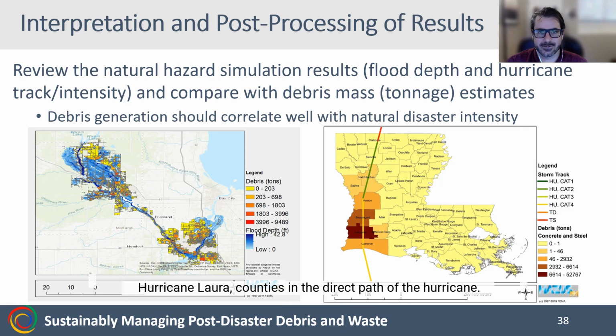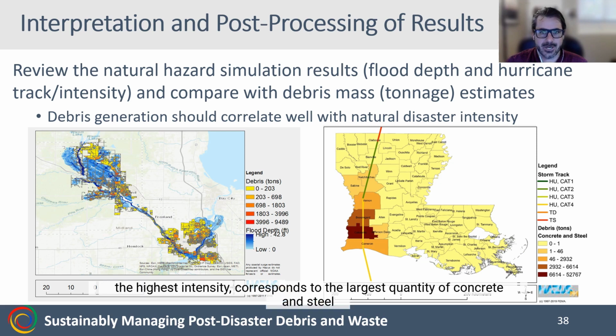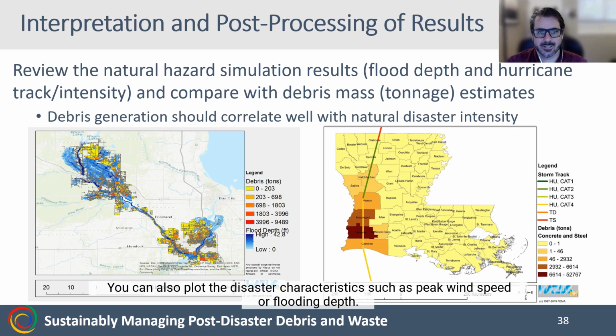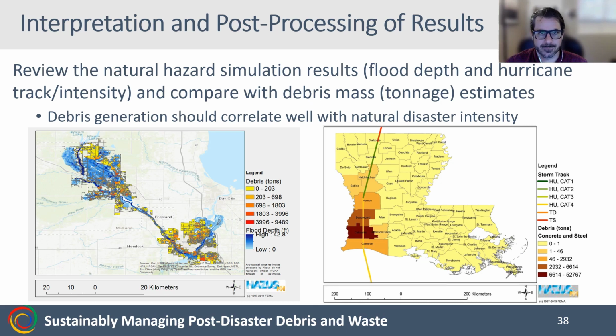As observed for Hurricane Laura, counties in the direct path of the hurricane under a Category 4 classification, the highest intensity, correspond to the largest quantity of debris and concrete and steel debris. You can also plot the disaster characteristics such as peak wind speed or flooding depth per census block or tract against debris generation estimates to verify that there is some correlation between the two.